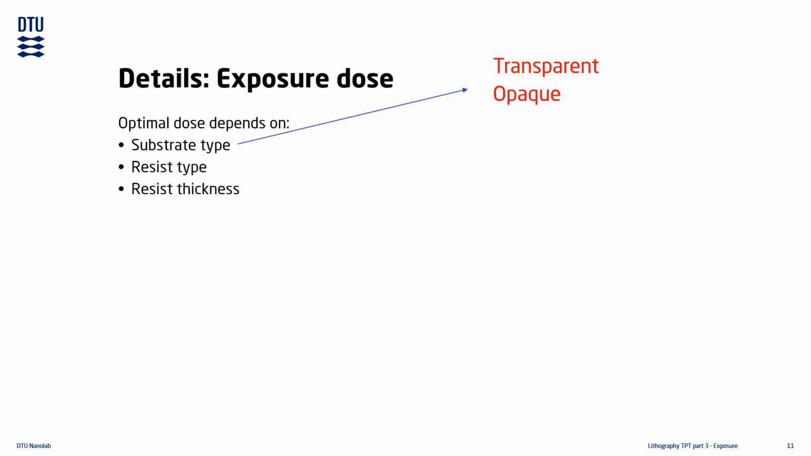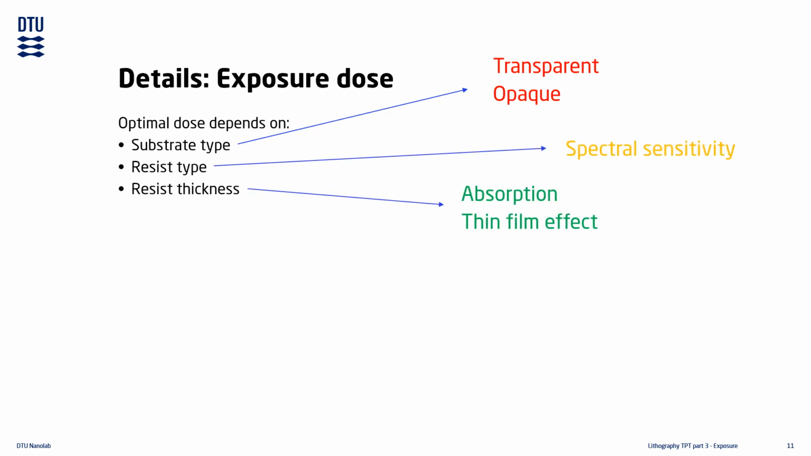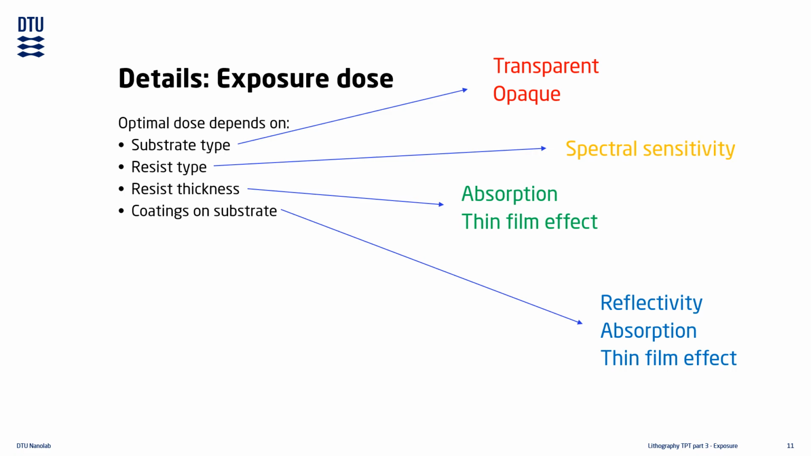The optimal dose depends strongly on the substrate type. A silicon wafer has different optical properties than a transparent glass substrate. It also depends strongly on the resist type and thickness, which makes intuitive sense as this determines the spectral sensitivity and absorption. Certain film thicknesses also introduce thin film effects, which affect the constructive and destructive interference inside the resist film. If you have other layers on the substrate, such as a layer of oxide or nitride, you change the reflectivity and absorption properties of the substrate. These thin film layers also introduce thin film effects.